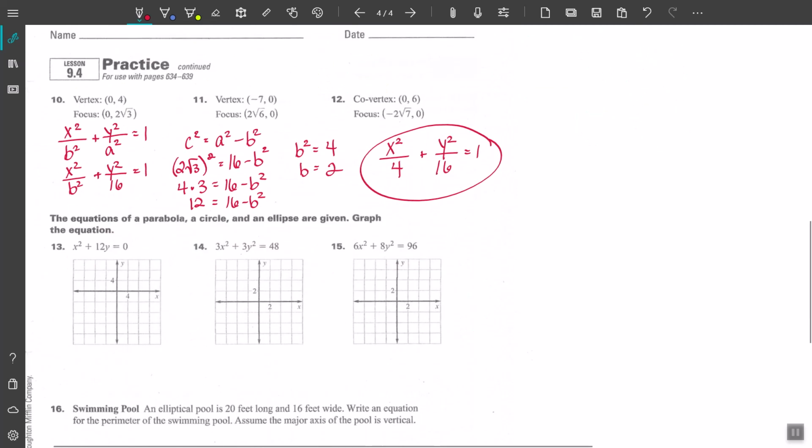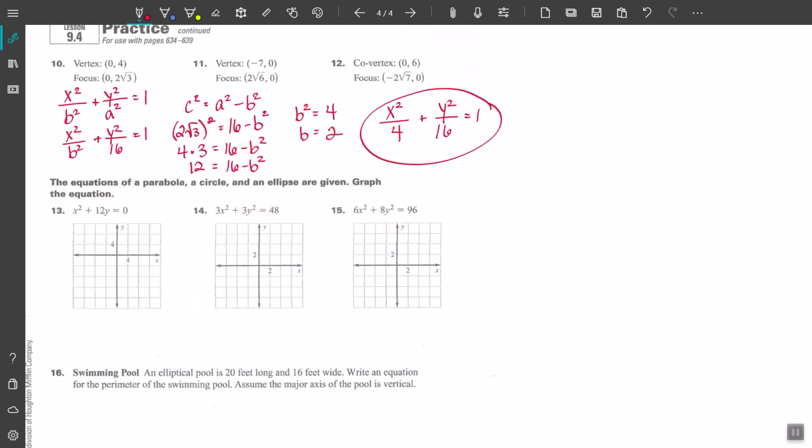All right, and then moving down to 13 through 15, they now say they've given you equations of a parabola, a circle, and an ellipse. So they've added the ellipse in. Let's just go through and talk again about how you can tell which one's which just from the equations. Here you have an x squared term, but the y is not squared. So this cannot be a circle or a parabola. Both of those require both terms to be squared, so this is going to be your parabola.